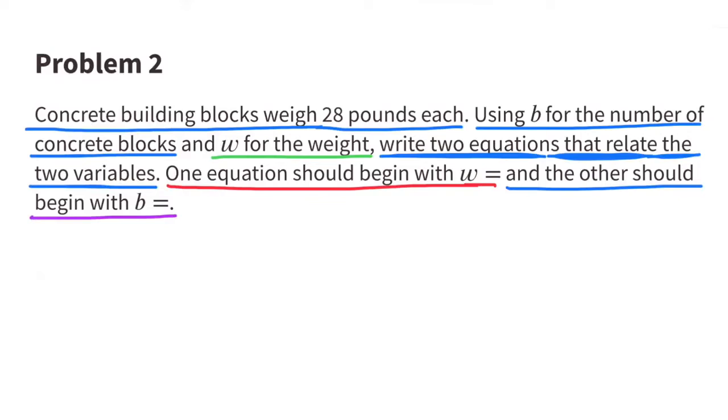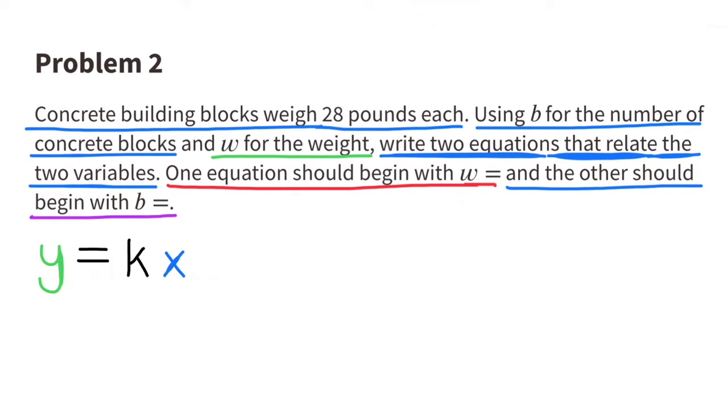Number 2. Concrete building blocks weigh 28 pounds each. Using B for the number of concrete blocks and W for the weight, write 2 equations that relate the 2 variables. One equation should begin with W equals, and the other should begin with B equals.